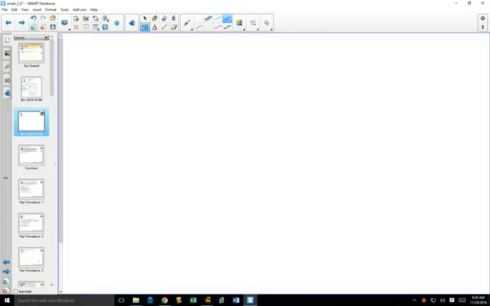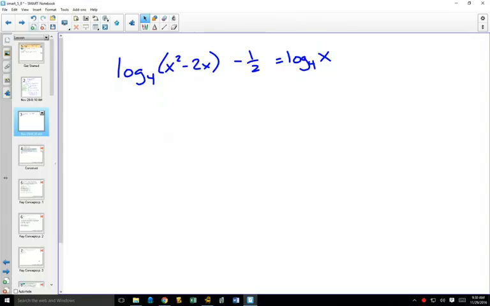Again, solve for x. We have log base 4 of (x squared minus 2x) minus a half equals log base 4 of x. Again, I'll give you 5 minutes.